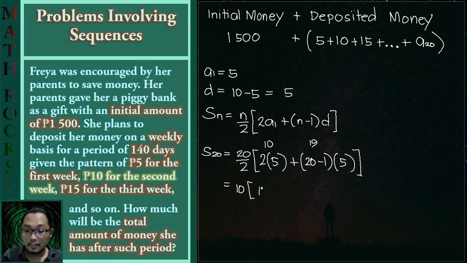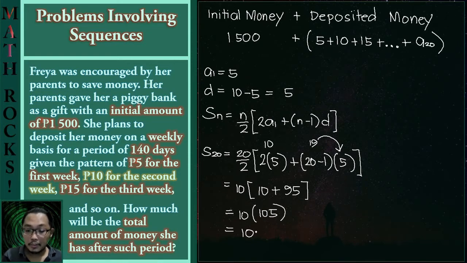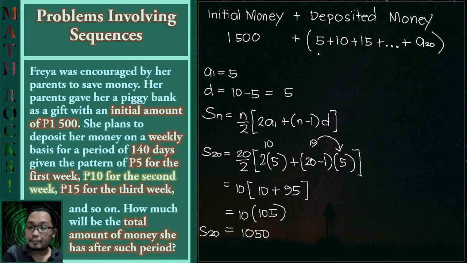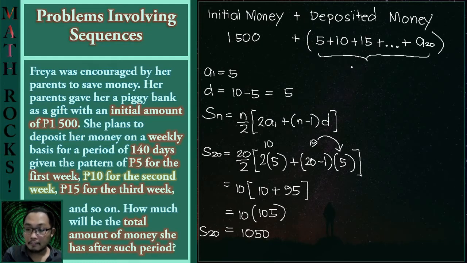And now let us have the 19 be multiplied with the 5, and that gives us 95. And now here we have a 10 times 105, which actually gives us 1,050. So remember that this is only the total amount of the deposited money. So let us try to have it here. So the total amount of deposited money is 1,050.